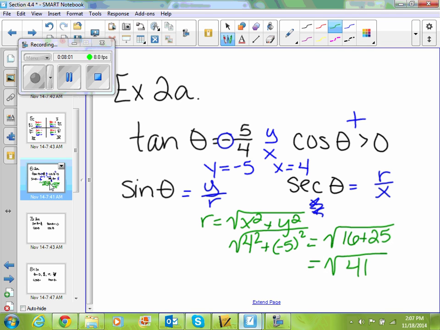Okay, and I know that 5 squared is 25, and then 16 plus 25 is 41. So I end up with r equals the square root of 41. Then if I use that information to figure out my sine, I know that my y value is -5, and my r value is the square root of 41, so sine is going to be -5 over the square root of 41.